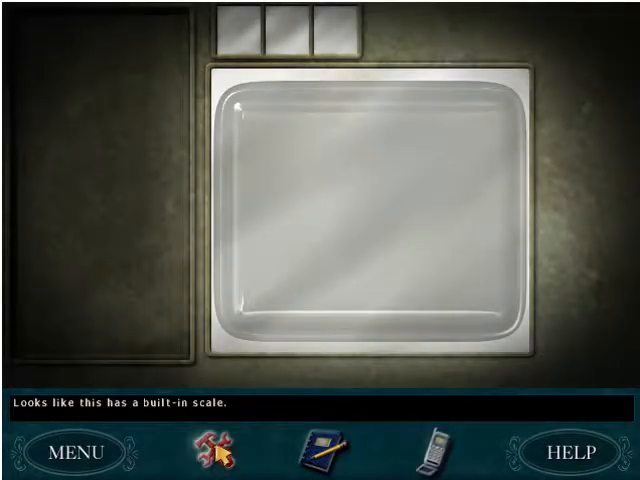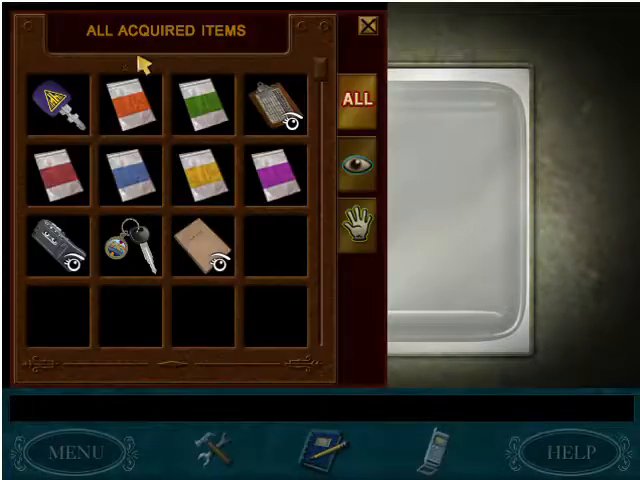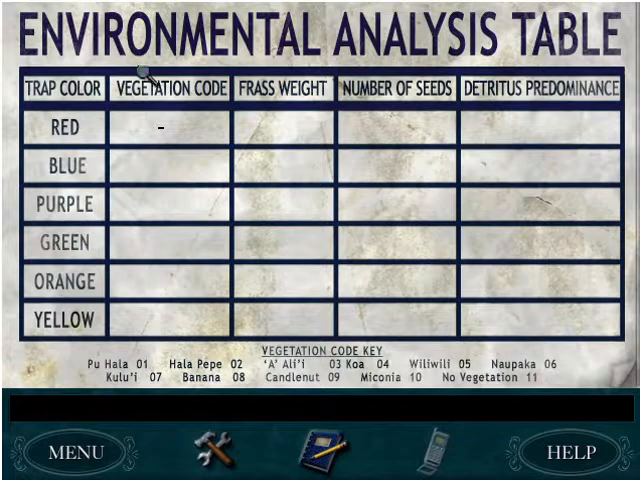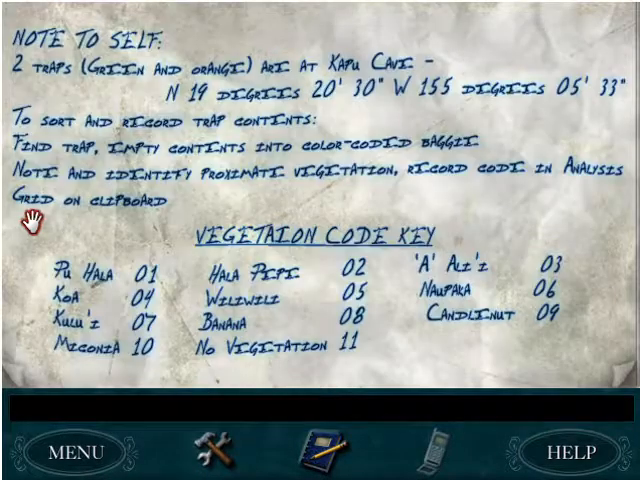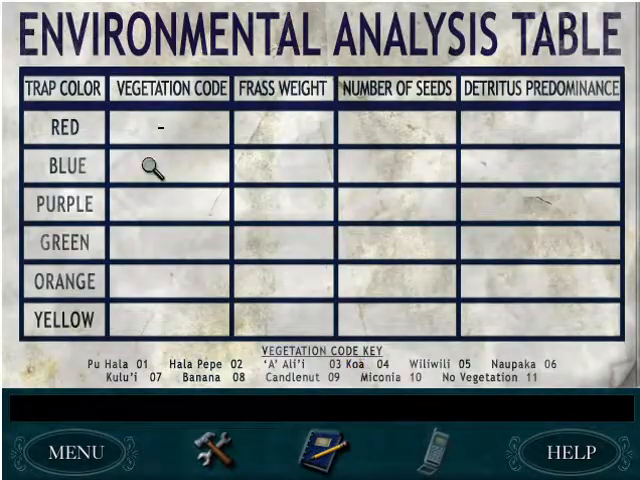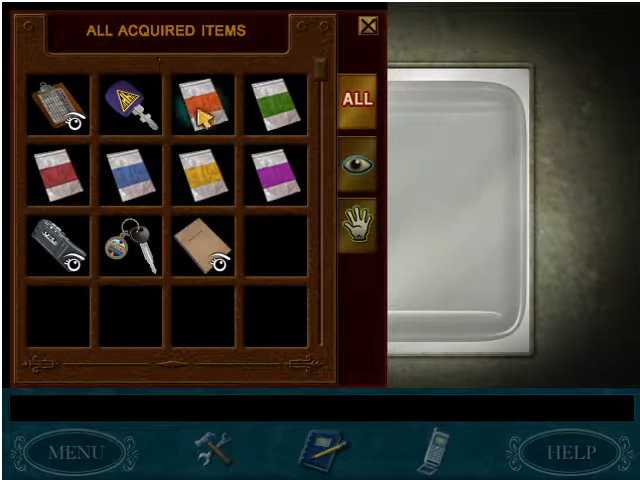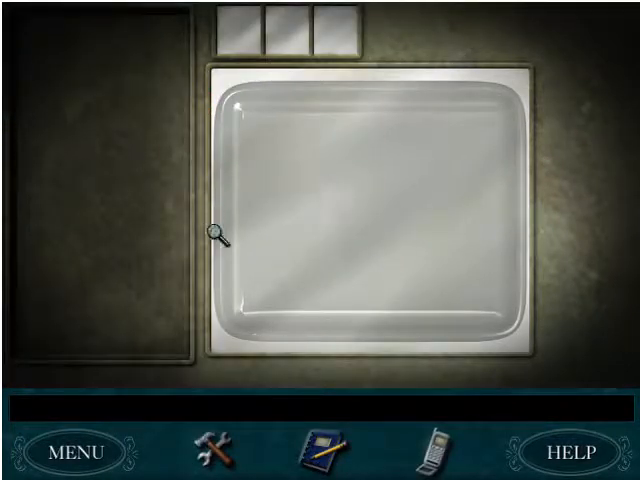Looks like this has a built-in scale. Super handy. Okay, so the clipboard tells us we need the vegetation code, which we can get by looking up the plants later. Frass weight, which is the weight of all of it. Number of seeds, and the detritus predominance, which is which one of these three groups is most common, seeds, insect parts, or frass. So you kind of need to separate them out, which is generally my strategy. So let's just start off with this first bag, the orange one.